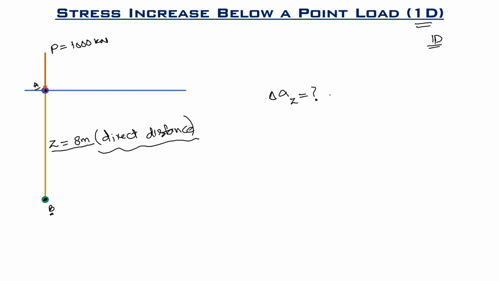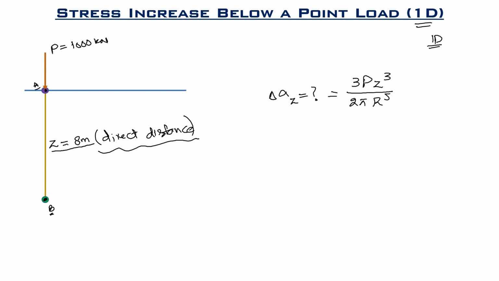So basically we use the basic formula to determine the stress increase due to point load, that is 3 times P, where P is the applied load, Z raised to power 3, Z here is the vertical distance between the points, divided by 2 pi R raised to power 5. This R is the direct distance between the points.